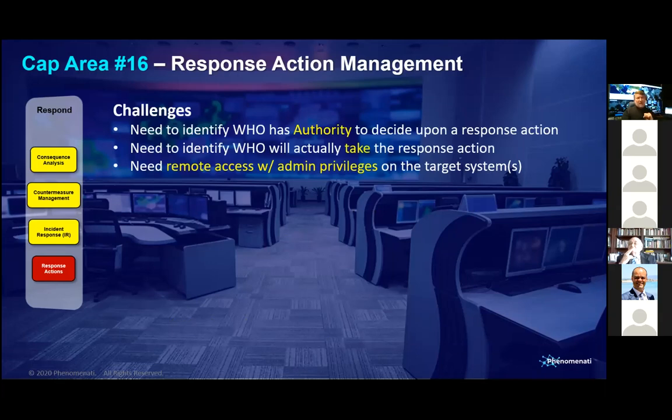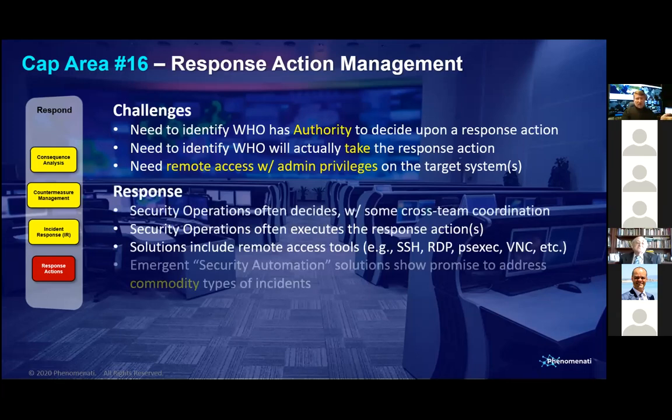Here is where we take the action. We don't always have the authority in security ops to take the action. We aren't always the people who do it. Often it's the IT department. It may even be a vendor. And we do need to have some ability to remotely control these environments. That in itself is a vulnerability.